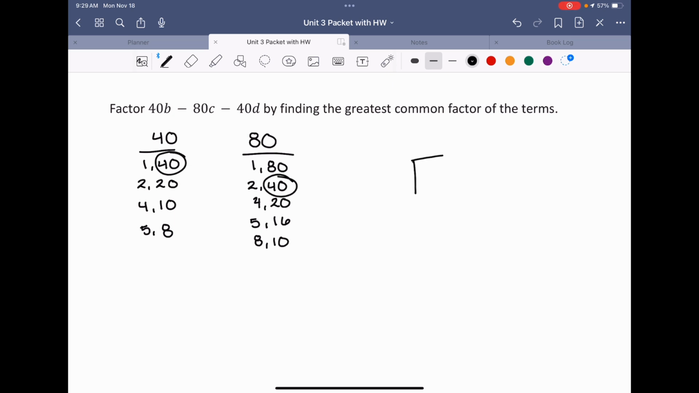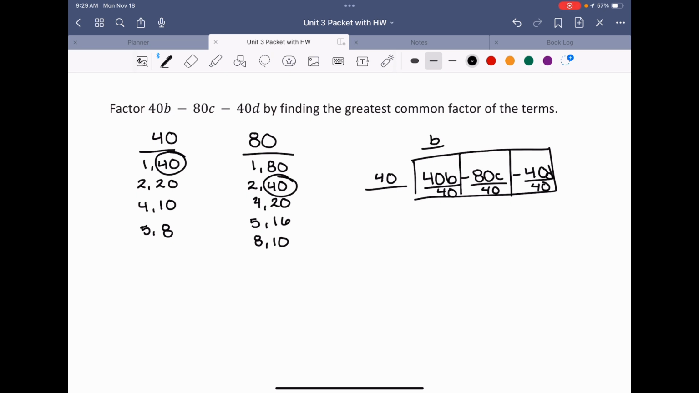So I'm going to draw my rectangular array. 40b minus 80c minus 40d, and divide everything by 40. Be careful here. Make sure you know that that sign is going with your number. So 40 gets factored out. I'm left with b minus 2c minus d. So 40 times b minus 2c minus d.